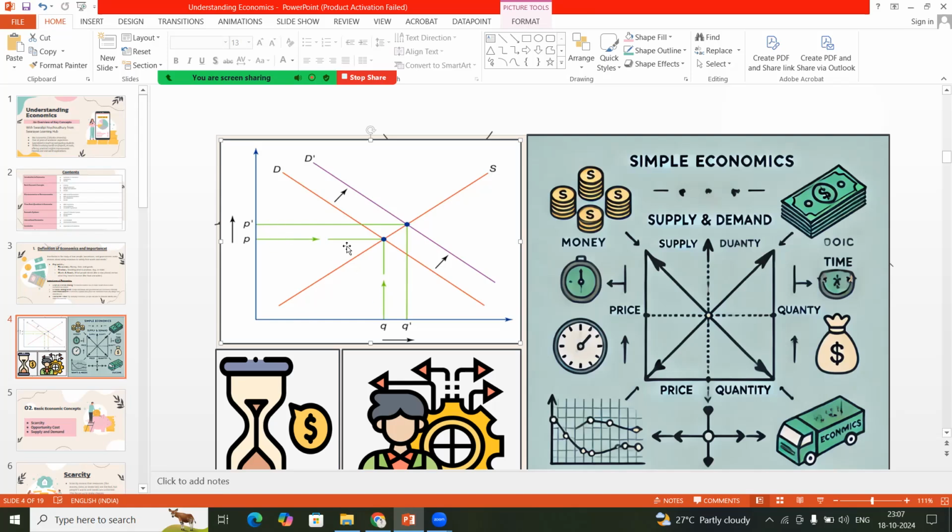Now, due to the mechanism of demand and supply in the market forces, the excess demand in the market is pulling the price up from P to P prime. And hence, we are getting the new demand curve as D prime, and the supply was constant, and our new equilibrium point is here. So this is how the equilibrium point within a market is decided.